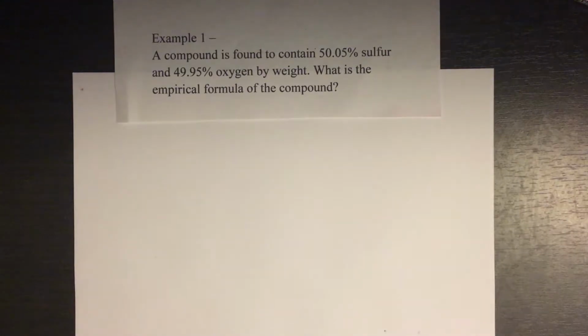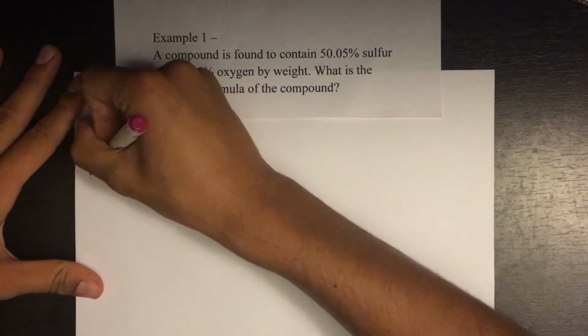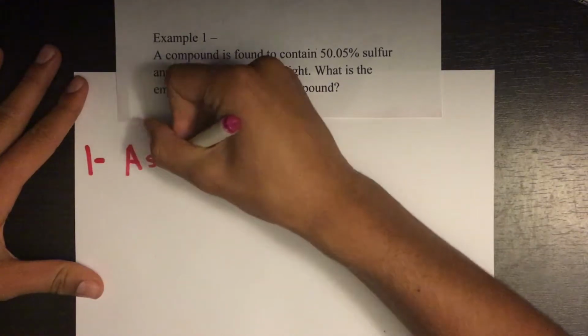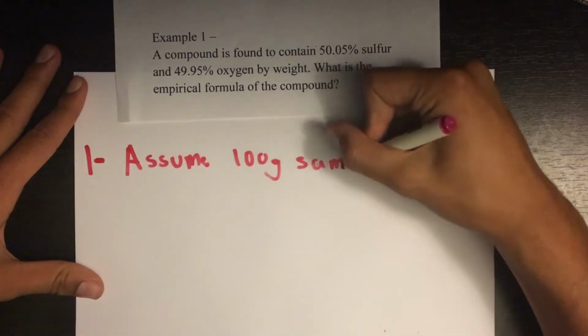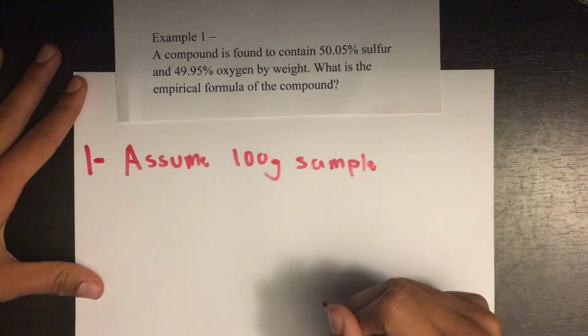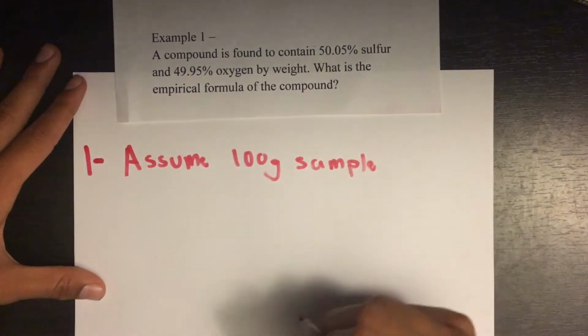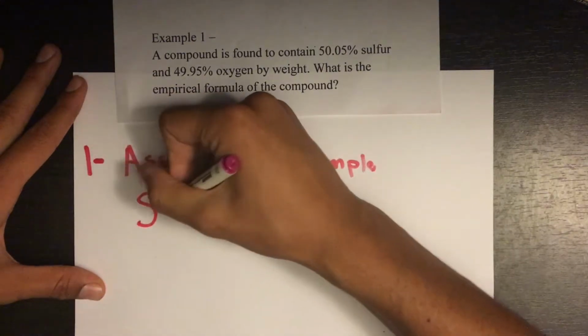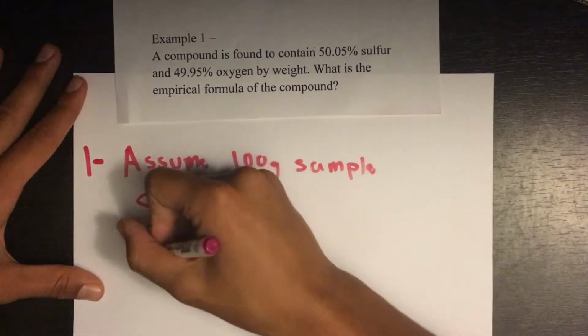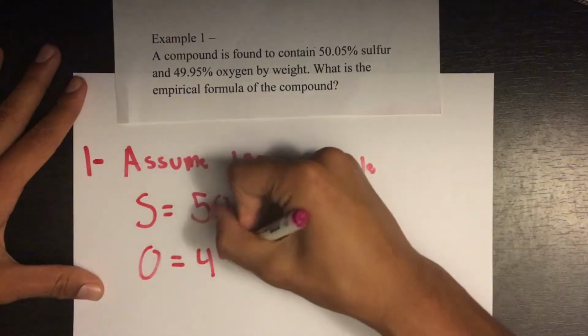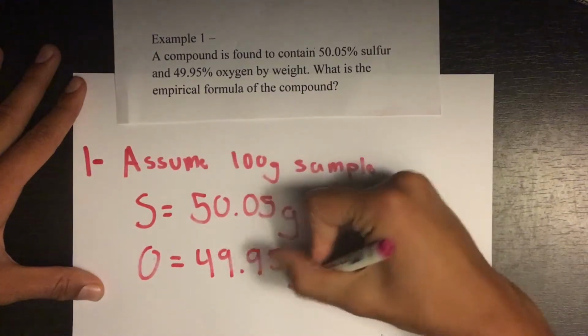So here we have an example of an empirical formula problem. Example 1. A compound is found to contain 50.05% sulfur and 49.95% oxygen by weight. What is the empirical formula of the compound? So step 1, we assume that this is a 100-gram sample, and then we solve for the grams, the mass of each element. So here we have sulfur, which would be equal to 50.05 grams, and oxygen, which would be equal to 49.95 grams.